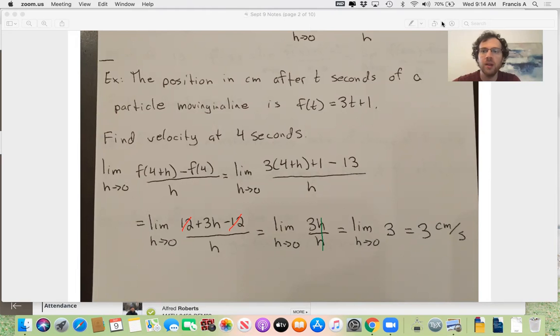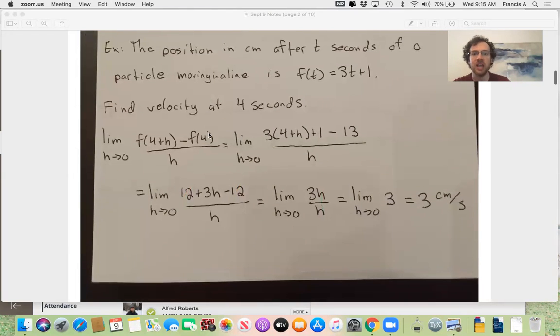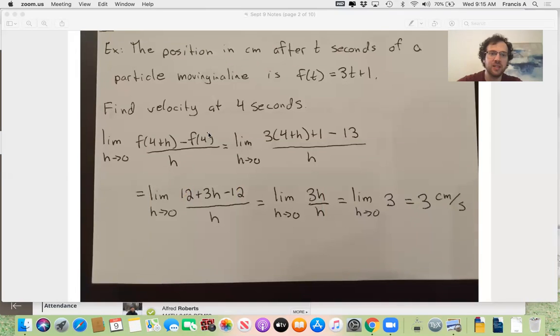Okay. One observation that I want to point out before we move on is something that really says this slope of the tangent line thing makes some sense. So the observation is, if you look at the function we started with, 3t plus 1, this is a line with slope 3.